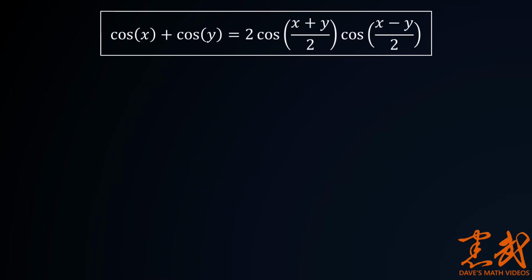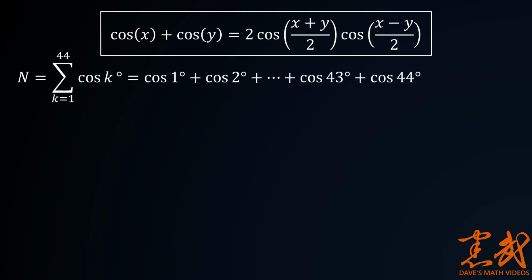To do this, we have this identity, which is the sum of two cosines. The sum of two cosines can be written as cosine of x plus cosine of y is equal to 2 times the cosine of the quantity x plus y over 2 times the cosine of x minus y over 2. And now if we look at n, we can rewrite this by pairing up 1 and 44, and cosine of 2 and cosine of 43.